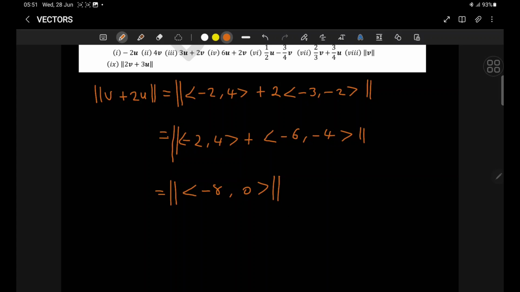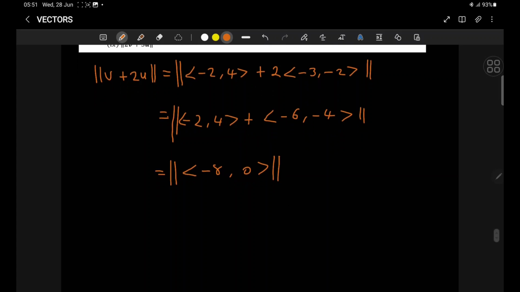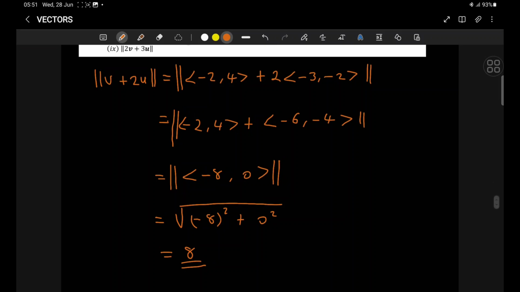Okay, so this is the vector. Then now we find the magnitude of this vector. So the magnitude, we say it is the square root of a squared plus b squared, so 0 squared there, which is just 0. So this is just the square root again of 64, which is just 8. So our magnitude there is 8. So that's how you deal with such a question. So first you simplify inside, then you work out the magnitude.